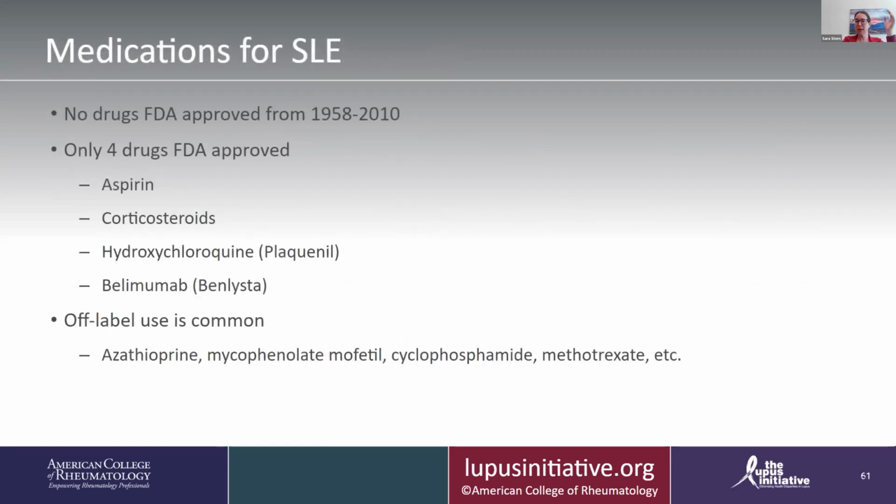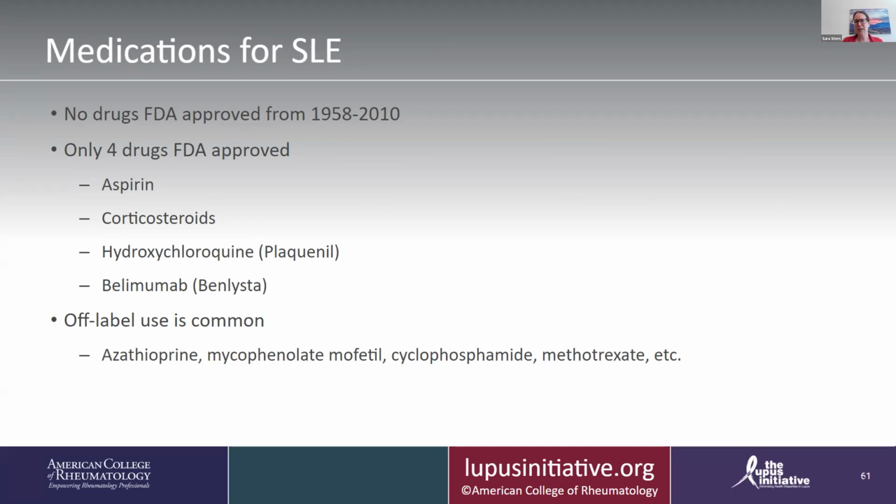So let's talk a little bit about medications, just so you have some familiarity with it. There were no drugs FDA approved for lupus between the years of 1958 to 2010. When Benlysta, or belimumab, was approved, I think in 2010 or 2011, it was all the rage because it was the first medicine that actually reached an endpoint.